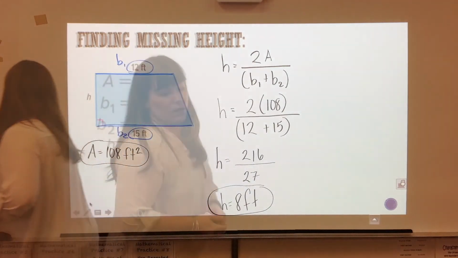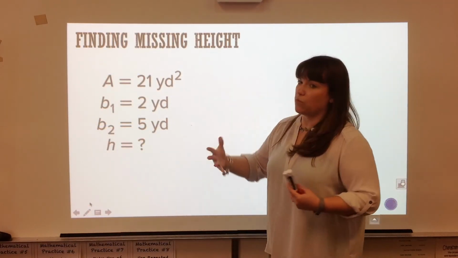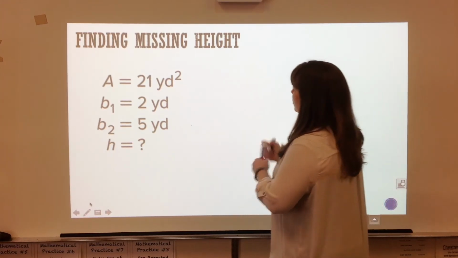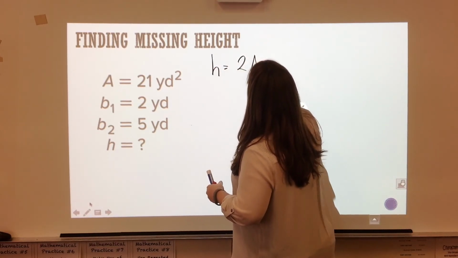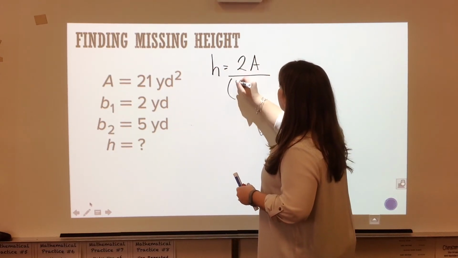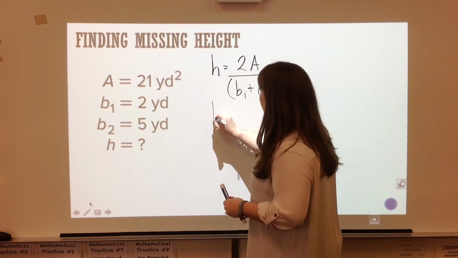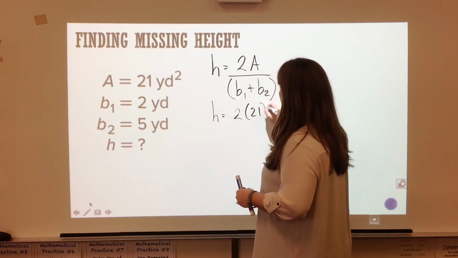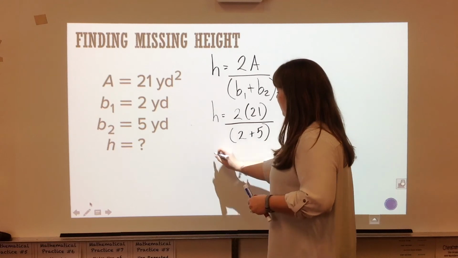Let's try another one. The last two don't actually have pictures. It literally just lists out what we need to plop in. So there's no labeling of a picture. We just can start with our formula. H equals, we're going to double the area and then divide by the sum of our base 1 and base 2. Our H is going to be doubling 21 and then taking our 2 and our 5, adding them up.